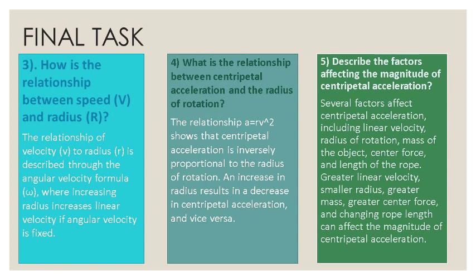Five, describe the factors affecting the magnitude of centripetal acceleration. The answer is several factors affect centripetal acceleration, including linear velocity, radius of rotation, mass of the object, center force, and length of the rope. Greater linear velocity, smaller radius, greater mass, greater center force, and changing rope length can affect the magnitude of centripetal acceleration.